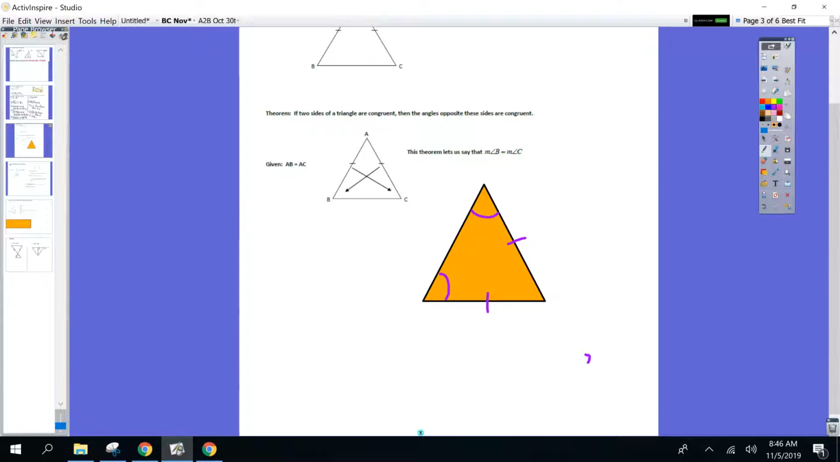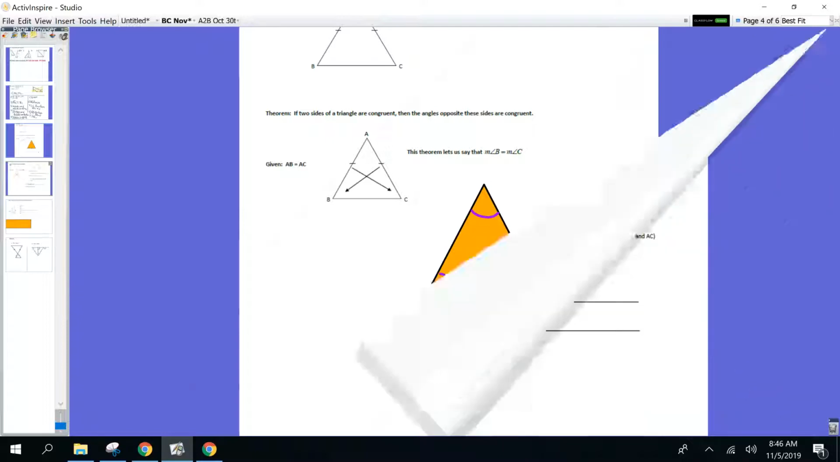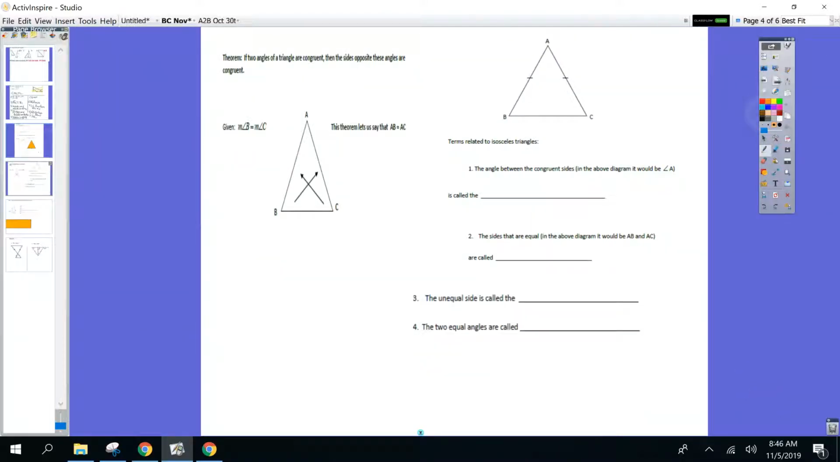Okay. Now, it drives me nuts saying, oh, the congruent angles, the congruent sides. Can we put a mathematical name and vocabulary to it? Yes, we can. Let's do it, and you're going to help me. So you have terms related to the isosceles triangle here. The angle between the congruent sides, or the non-congruent angle, as I like to say, because we know in my diagram, B and C are congruent, right? Because they're across from the congruent sides. So the non-congruent angle right now.